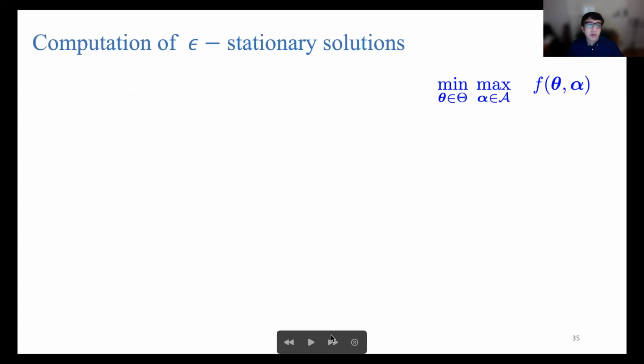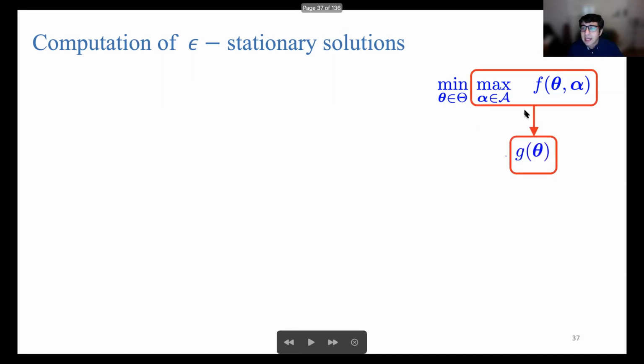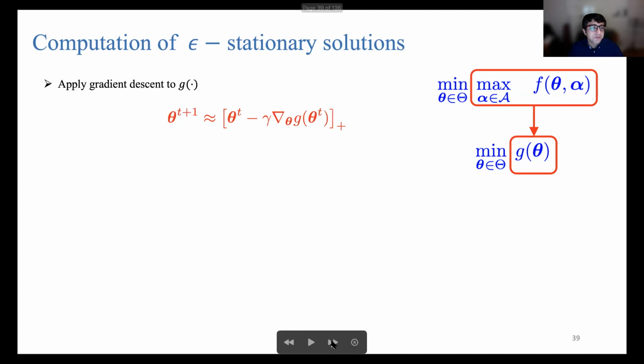So let's say that we want to design an algorithm for this case. A natural, simple idea is that I look at this max as g of theta, and then try to minimize g of theta. What can we do? We want to use first order methods because they are dimension free, they can be used easily, and they are amenable to GPUs, for example. So if you want to minimize this g of theta, you can simply apply gradient descent to g.